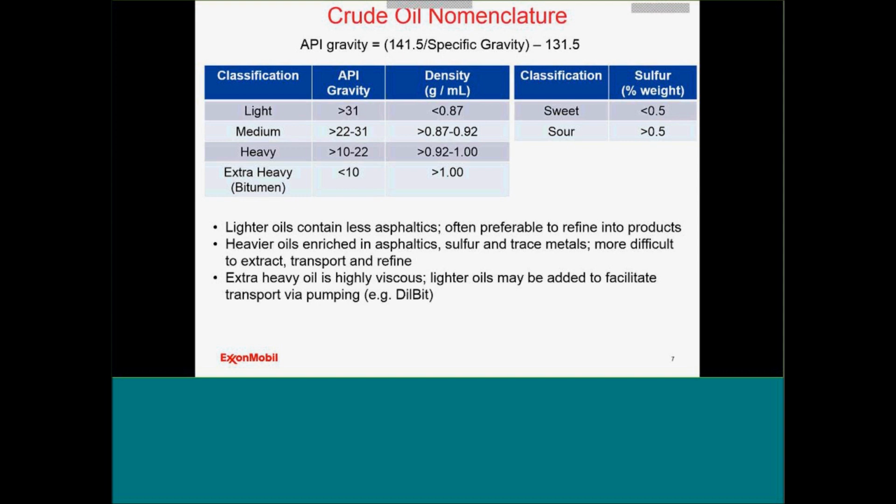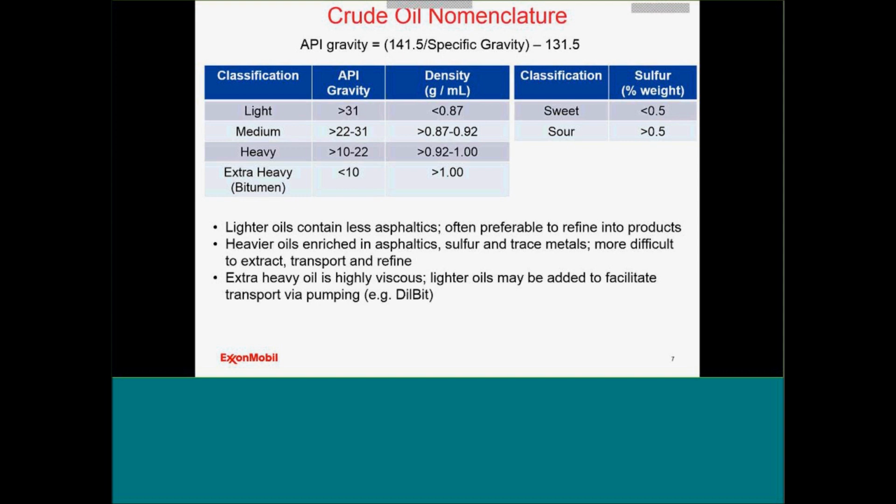Lighter oils generally contain the most hydrocarbons and thus are preferable to refine into products, and from a commodity perspective, typically exhibit a price premium. Heavier oils are enriched with asphaltic, sulfur, and trace metal impurities that are more difficult to extract, refine, and transport, and thus often come with a price discount. Extra heavy oils are highly viscous and are thus difficult to pump, particularly at cold temperatures. Thus, lighter oils may be added to these heavy oils to facilitate transport.